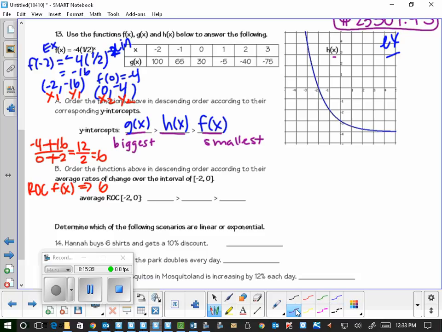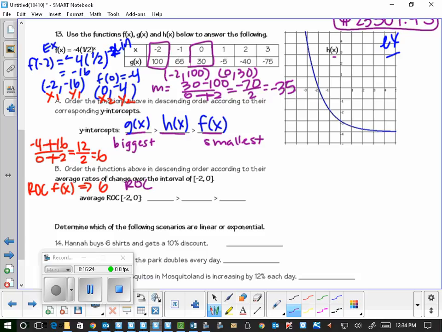So then we come over to the table, okay? We're looking at the interval between negative 2 and 0, so I'm going to use those two x values. So I have the point negative 2, 100, and 0 comma 30. And we're going to do the rate of change again, right? 30 minus 100 over 0 minus negative 2 is plus 2. That's negative 70 over 2, which is negative 35. And I have a question. Didn't we say earlier that we were subtracting 35 each time and that this was linear? Yes, we did. So with linear, it didn't really matter where we found the rate of change because it has a constant rate of change. Okay, so I know the rate of change for g of x is negative 35.